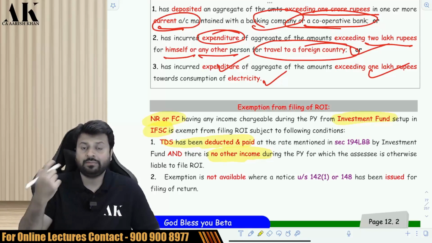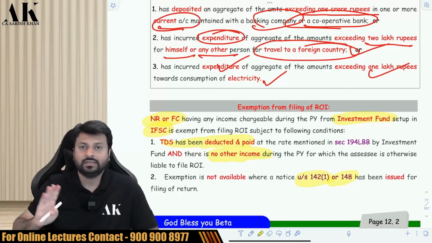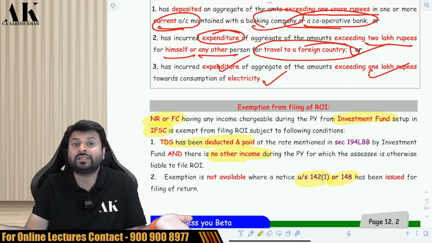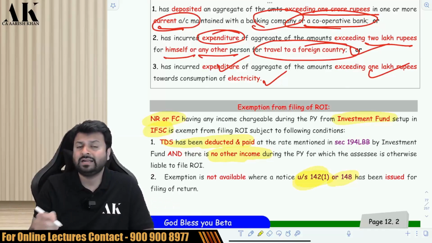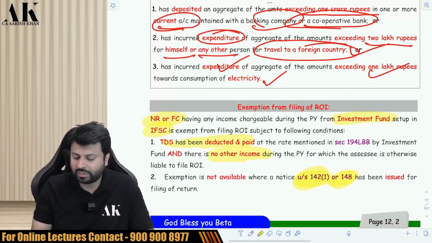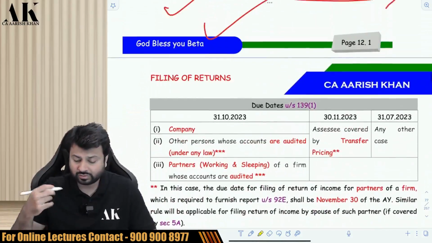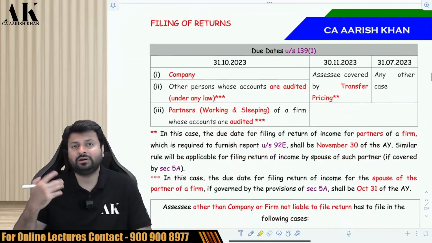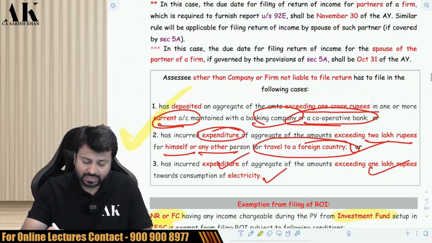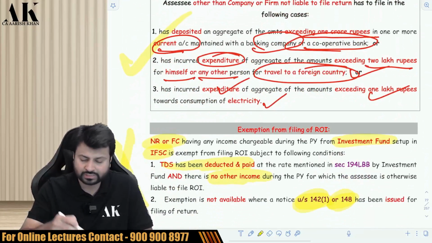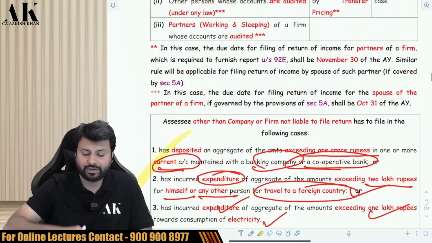But if the department sends him a notice under 142(1) or 148, then he has to file the return. He does not have to file the return on his own under 139(1). He is exempted from 139(1). But if the department wants to check him and sends him a notice under 142(1) or under 148, then in that case he is supposed to file the return. So these are the few cases where the assessee is liable to file the return. First is this case, second is this case, third is this case. In the third case there are 3 points, and the fourth is the one exempted from filing ROI, and there is one more case who is liable to file ROI, which I will deal with later in the latest circular.